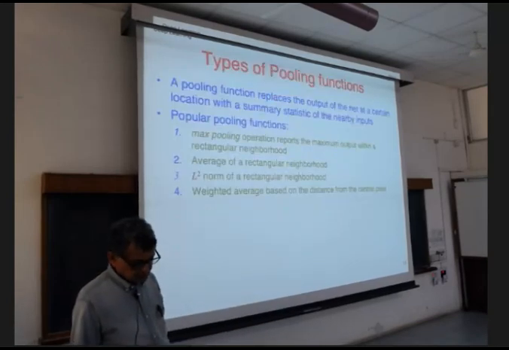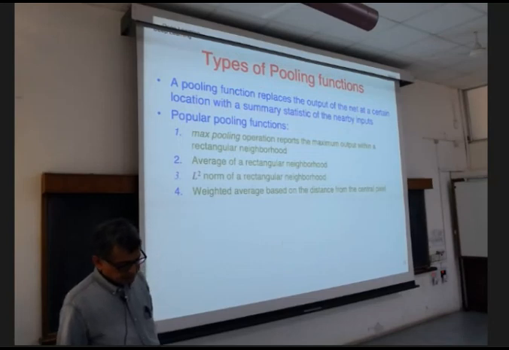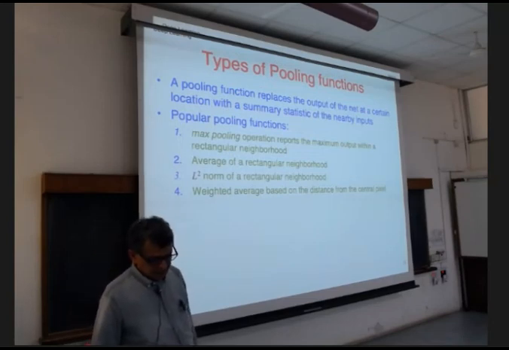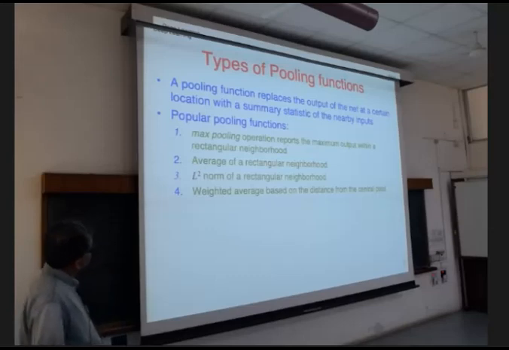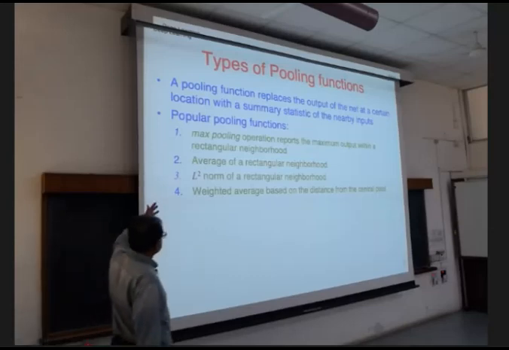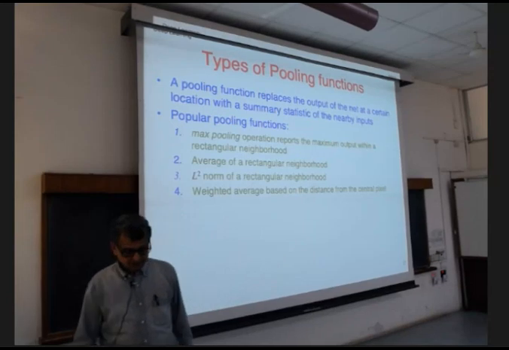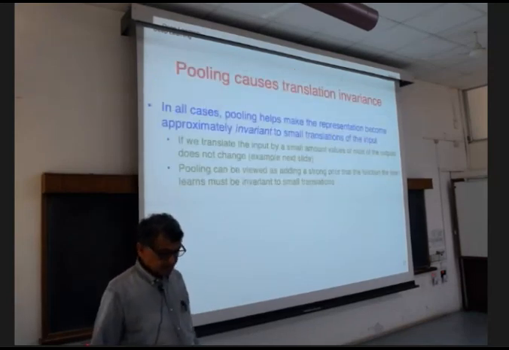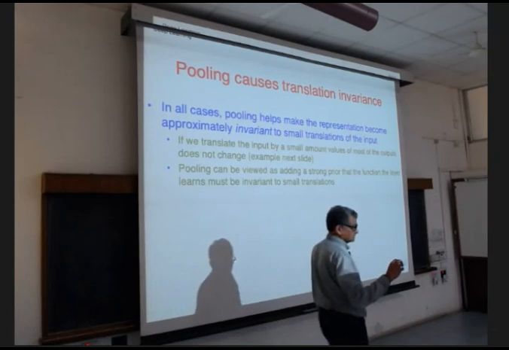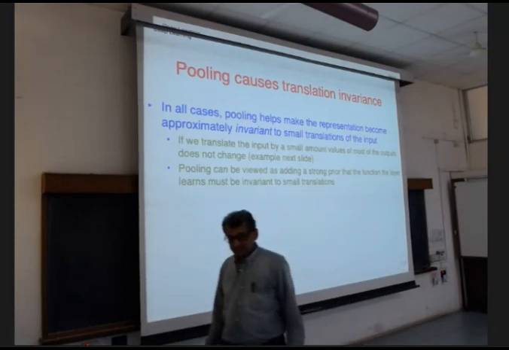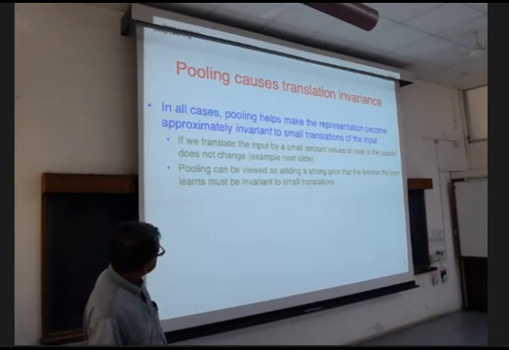And so this says pooling seems to be good for invariance to transformations. The pooling function replaces the output unit with a summary statistic of nearby inputs. Max pooling reports the maximum output. There are other methods: average of a rectangular neighborhood, L2 norm of a rectangular neighborhood, weighted average based on the central pixel. So you have all of these variants. And it says pooling causes translation invariance. So just by replacing this value, it's not just a mechanical reduction in the number of data points, but it actually helps with some transformations.